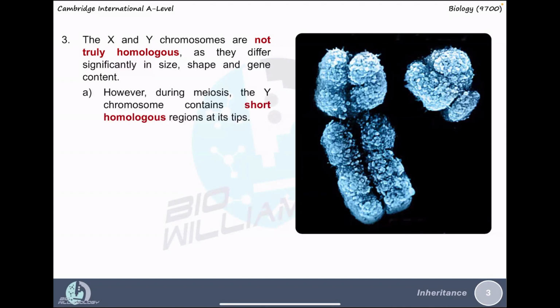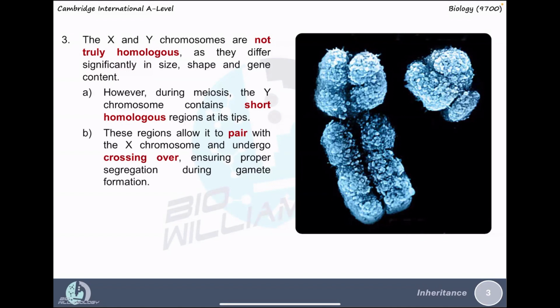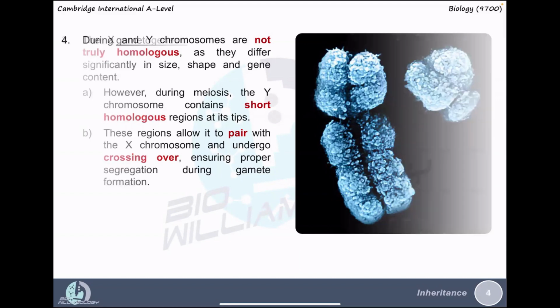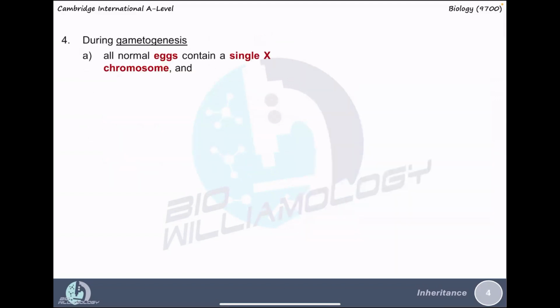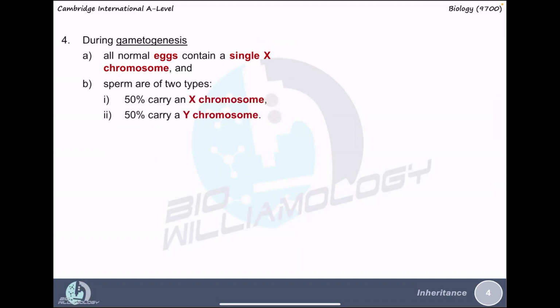However, during meiosis, the Y chromosome contains a very short homologous region at its tips, and this allows it to pair with the X chromosome and undergo crossing over to ensure proper segregation during gamete formation, or gametogenesis. So during gametogenesis, all normal egg cells contain a single X chromosome, and sperm have two types: 50% carry an X chromosome, and the other 50% carry a Y chromosome.